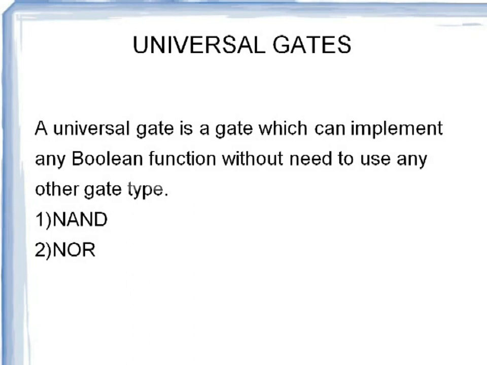So if any gate is used for implementing any kind of Boolean expression without the use of the other logic gates, then that gate is called a universal gate. NAND and NOR are called universal gates. So in this session we'll see how to realize any kind of Boolean expression with the help of these NAND and NOR gates.